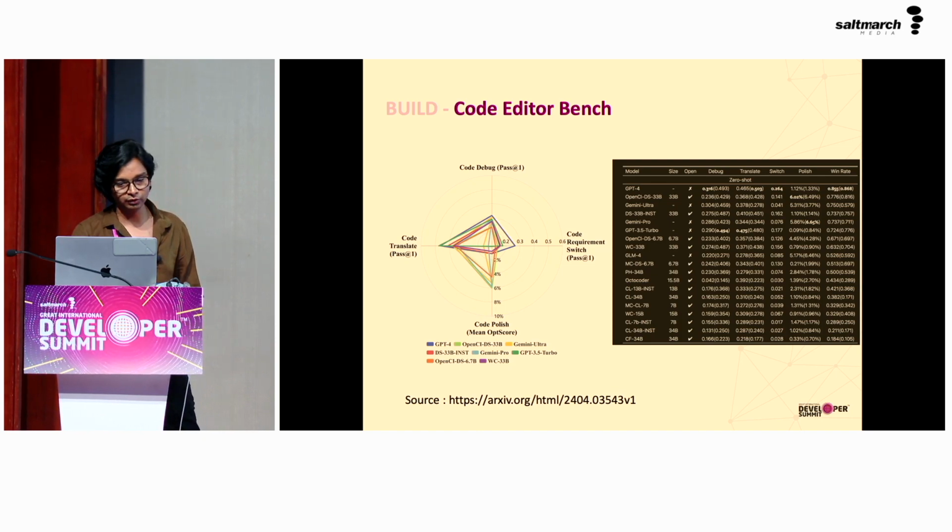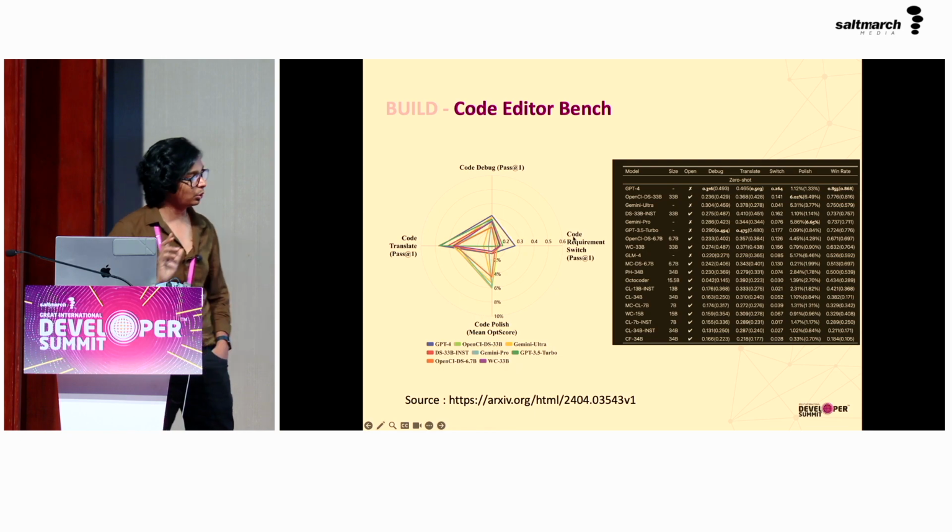And the pass@1 score for many of the models on some datasets was really good. Some models are not that great. Then there is an activity called code requirement switch.